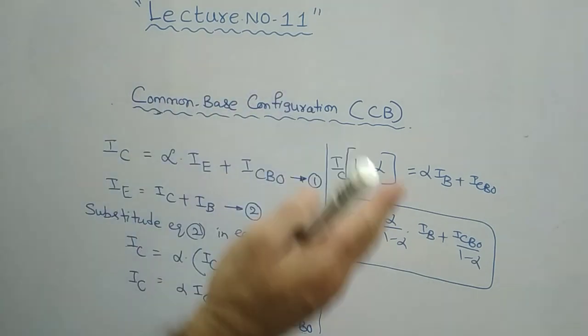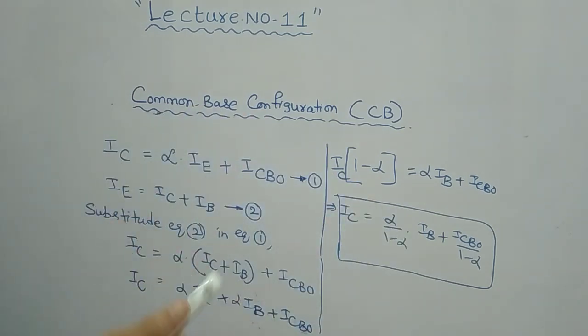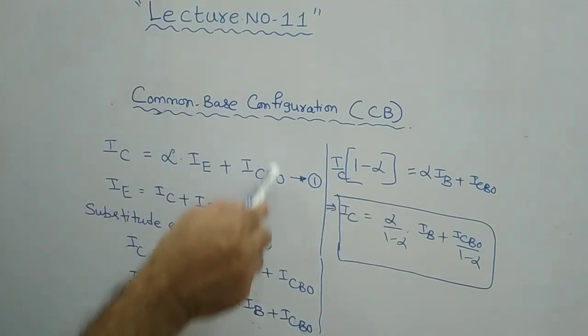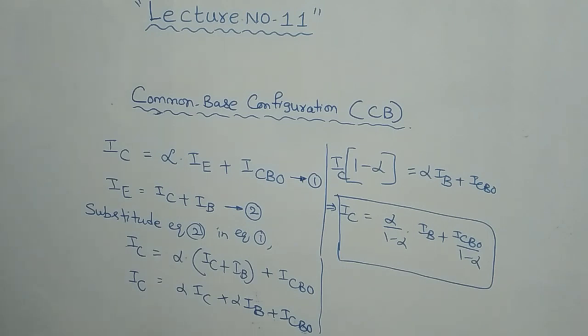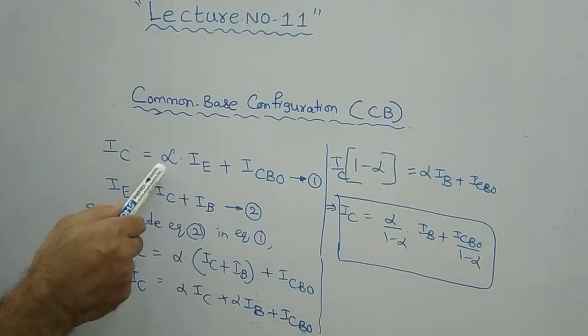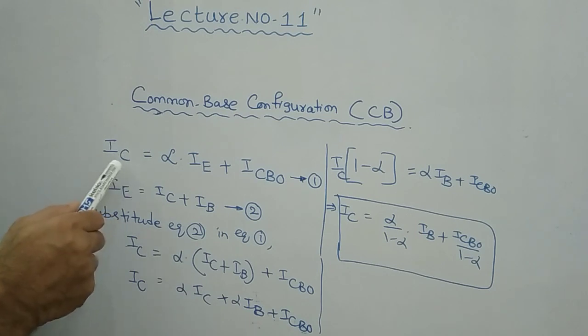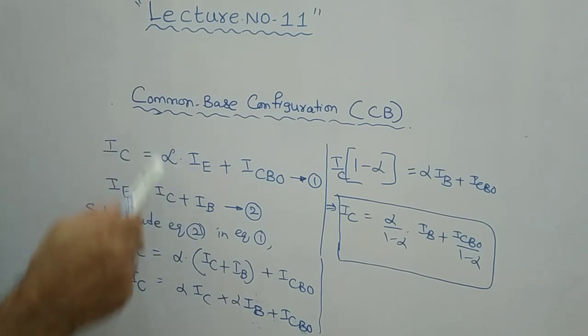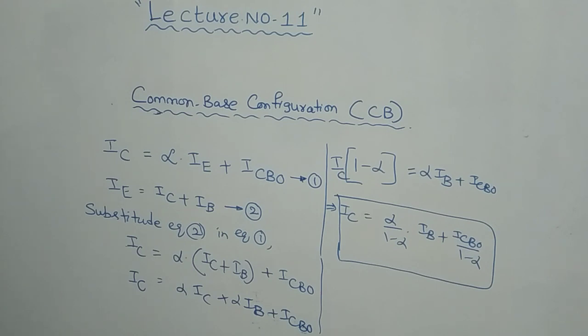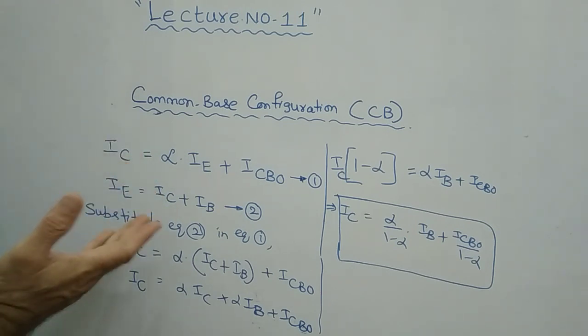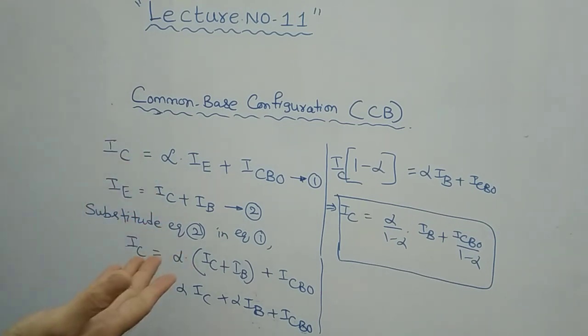Actually it is output current by input current, remember that. If ICBO is 0, then definitely IC is equal to alpha times IE, therefore alpha is equal to IC by IE. It is called output current by input current, the current gain. What is the current gain value here? The ideal value is 1. Practically it is always less than 1. So this is a very important expression.